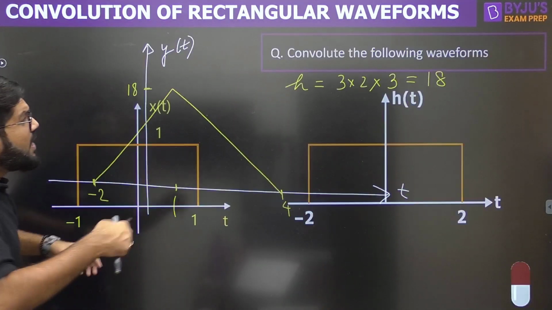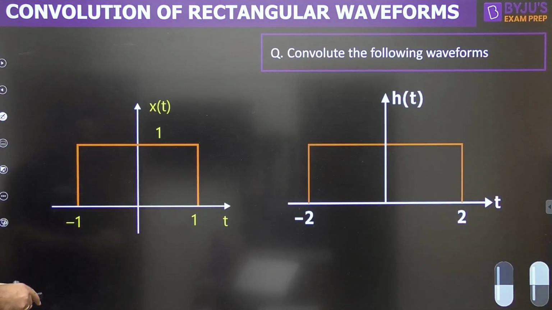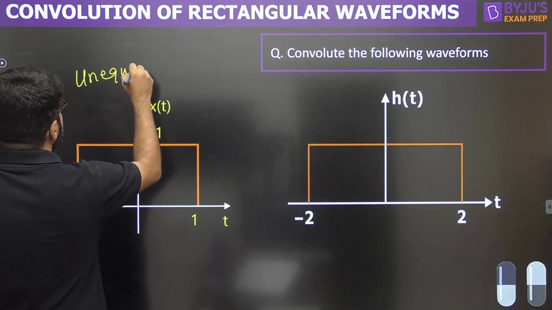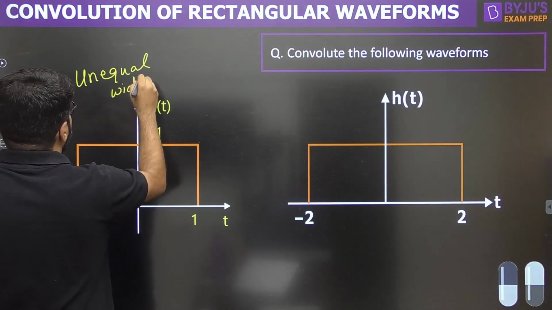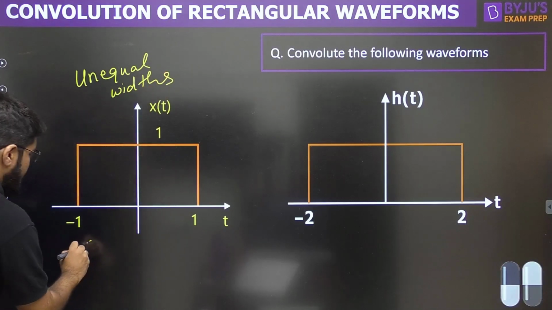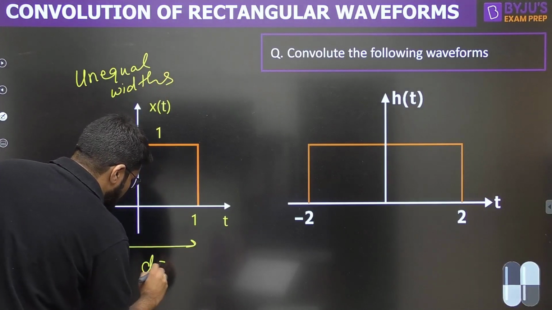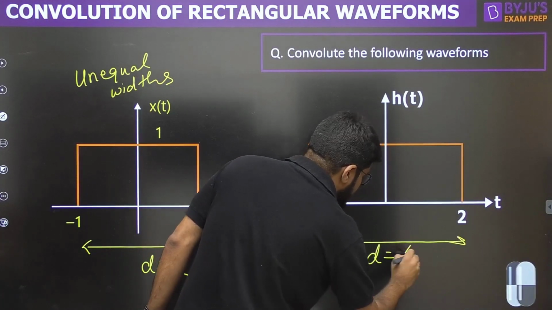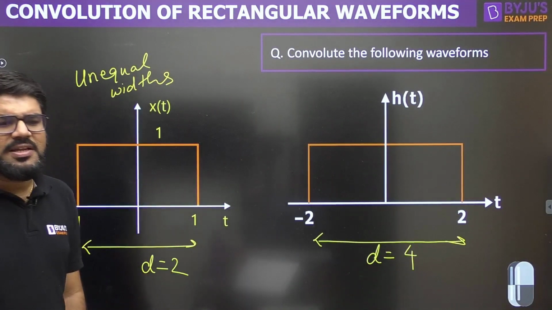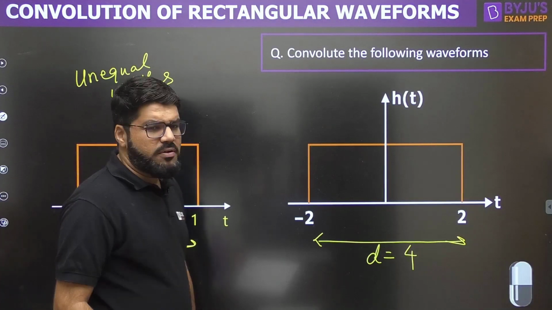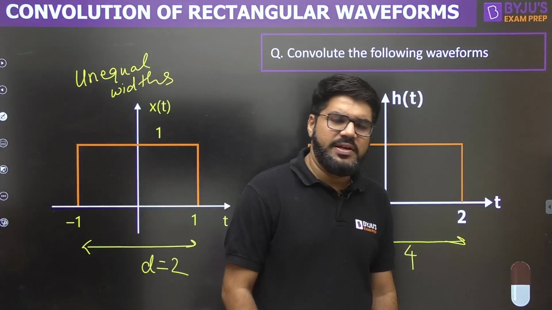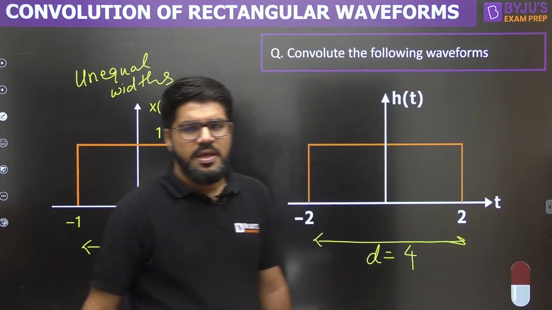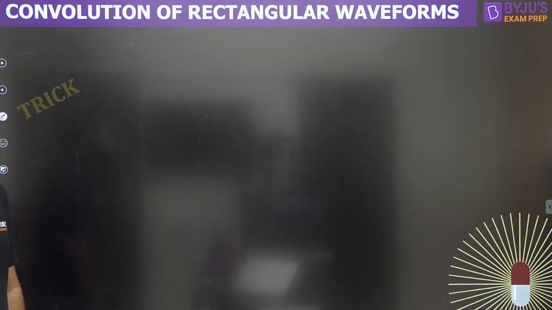Okay guys. Now convolve the following waveform. You have unequal widths this time. Everybody try to see. You have unequal widths, right? The duration here is 2, and now I have given you a rectangle having duration 4. So you have unequal duration, unequal widths, and whenever you convolve rectangles of unequal widths, unequal duration, you get a trapezium.